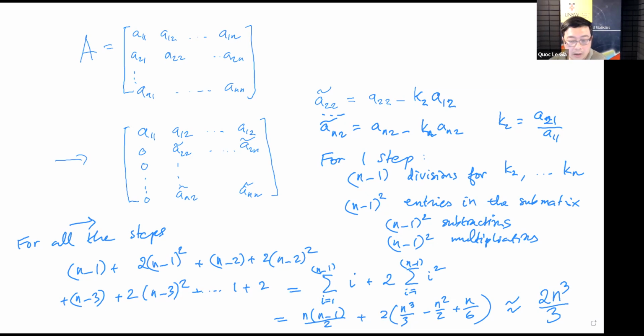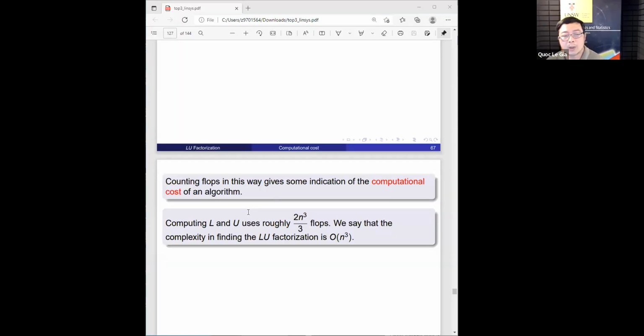Okay, so now we believe it. So we claim that computing the L and the U takes roughly 2n cube over 3 flops, by counting the number of additions, subtractions and multiplications. And now you use big O notation. Remember 2/3 is just a constant, so roughly it's big O of n cube.